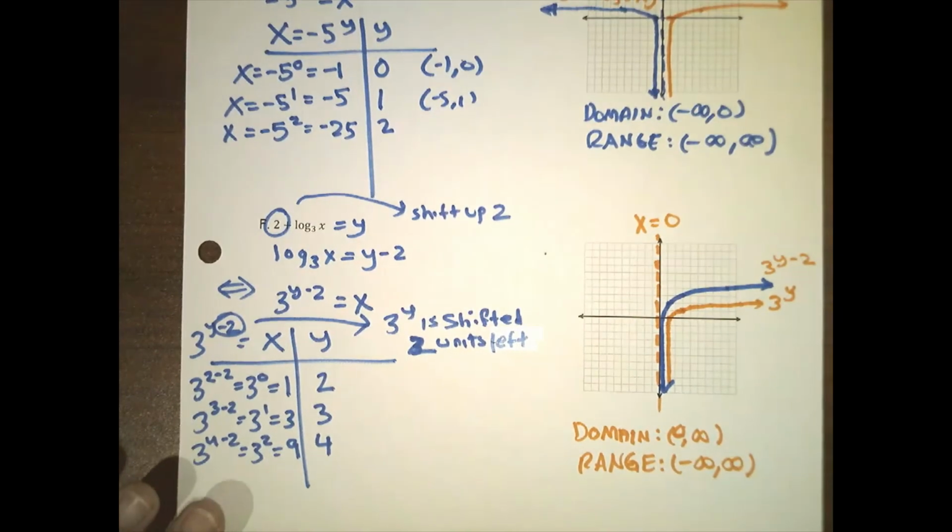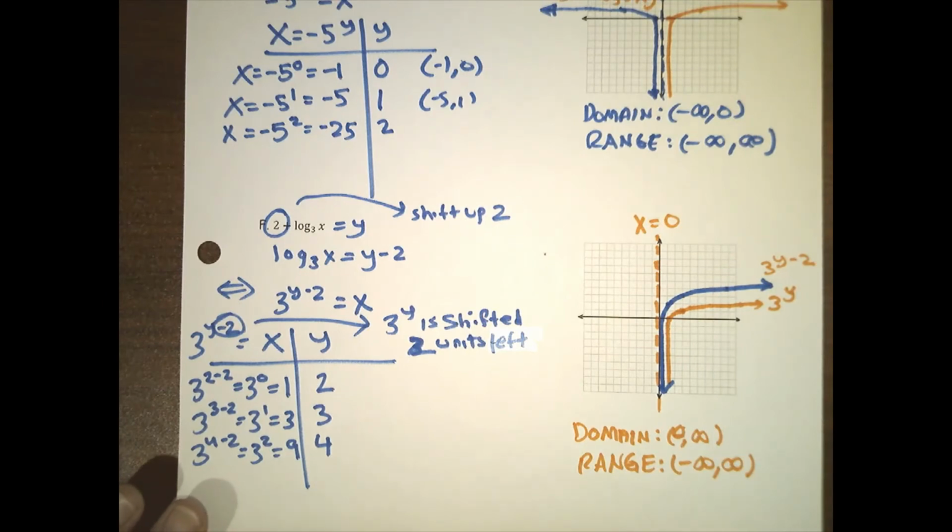All right, so try to remember that this is what is going on here. Please try to remember that this is why sometimes, even though you can change to exponential form, it could get a little bit confusing if you're trying to think about how the graph is shifting from the original graph. All right, let's try another one.